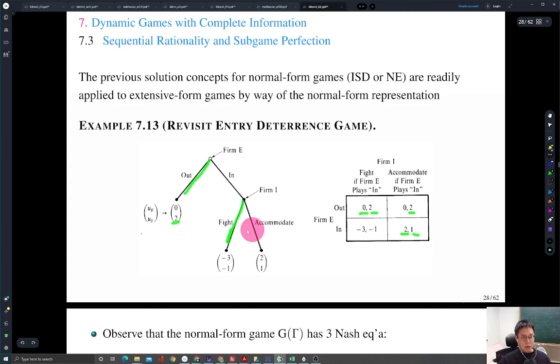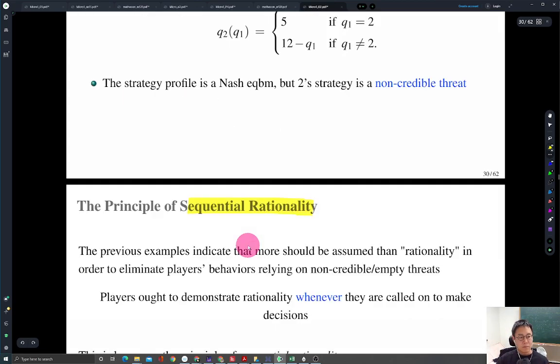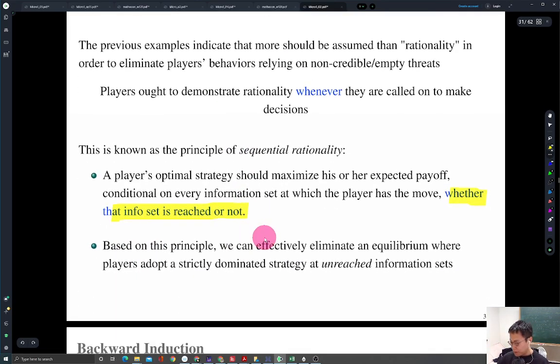So, going back to the previous example, this simple game, fighting is a rational behavior as long as the entrant decides to stay out. It does not affect the incumbent's payoff. Okay? So it can be regarded as a rational behavior, but it cannot be regarded as a sequentially rational behavior because the principle of sequential rationality requires the incumbent to play accommodate, although this information set is never reached.